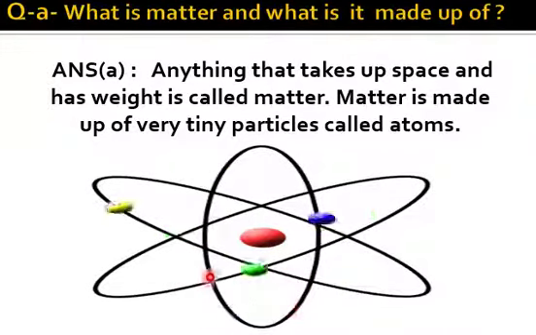So my dear students, all things in the world have weight and take up space. Anything that takes up space and has weight is called matter, and matter is made up of tiny particles. What is the name of these tiny particles? Yes, atoms. There are millions and millions of atoms in a tiny grain of sand. So anything that takes up space and has weight is called matter, and matter is made up of very tiny particles called atoms.